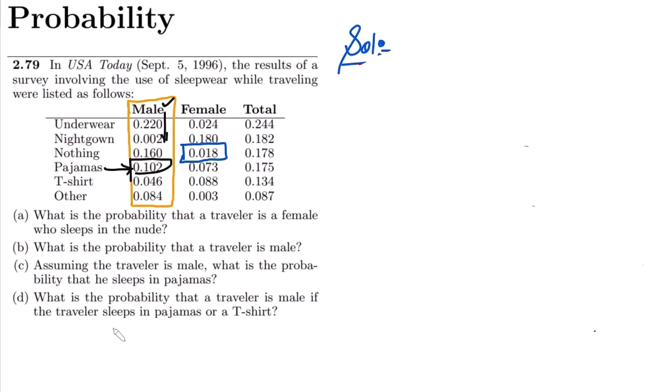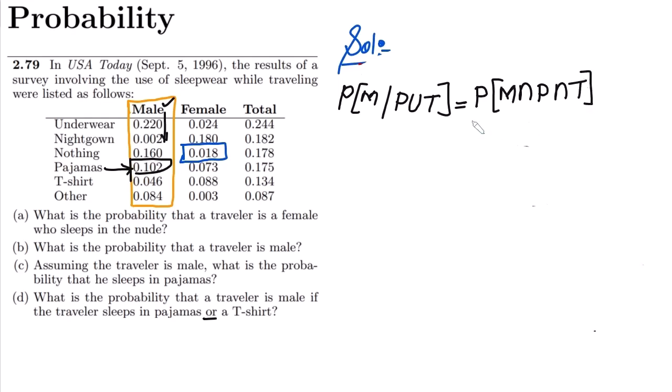Now talking about part D of this question, what is the probability that a traveler is male if the traveler sleeps in pajamas or a t-shirt? Okay, so now finding the probability that a traveler is male if he wears pajamas or a t-shirt. For or, let me write this union symbol, and for t-shirt let me write this T. So using the conditional probability, I have to write the probability that he is a male and he wears pajamas or t-shirt, divided by the probability that he wears pajamas or t-shirt.